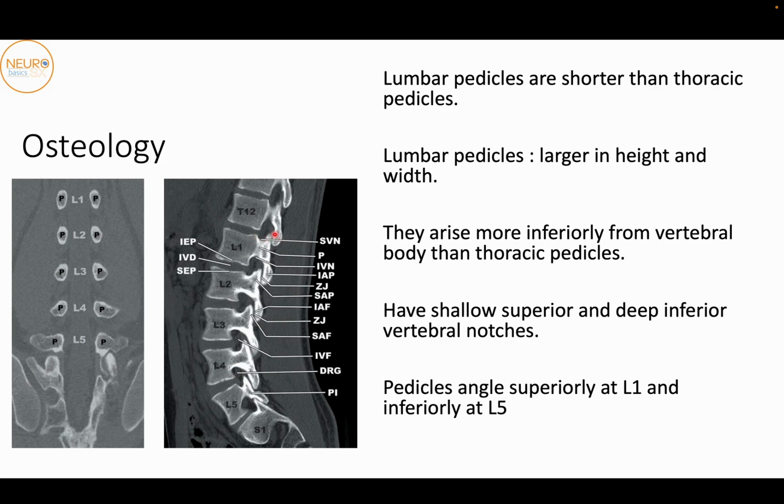So again, the lumbar vertebrae also have a superior vertebral notch. And the pedicles are arising slightly more inferiorly than they would on the thoracic spine. So you have a superior vertebral notch and you have an inferior vertebral notch, giving rise to the neural foramen. The pedicles, as we can see over here, and this is important for fixation also, will angle superiorly at the level of L1, but as you go down because of the lordosis, they will start angling inferiorly at the level of L5.